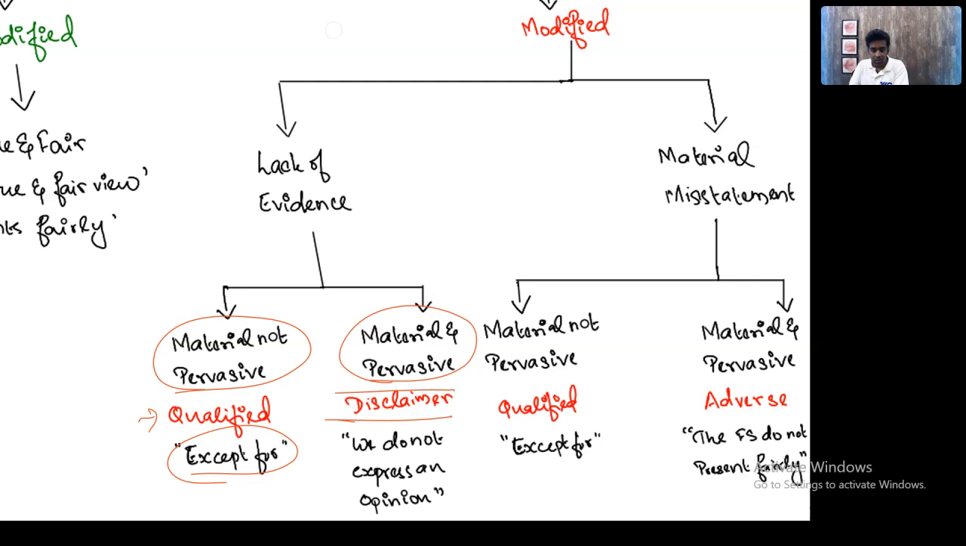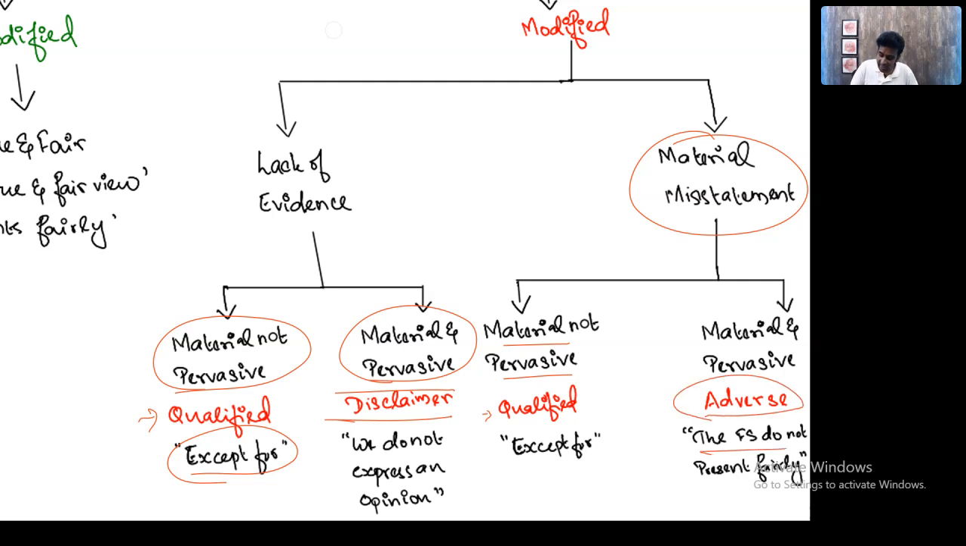And then the modified opinion can be given due to material misstatement. Material misstatement is where there is a transaction, but the transaction is erroneous in nature, like it's not matching the evidence that we have gathered. If the transaction or the account is material in nature but not pervasive, we will issue a qualified opinion. Again, except for that particular account, everything else is appropriate. If it is material as well as pervasive, we will issue an adverse opinion.